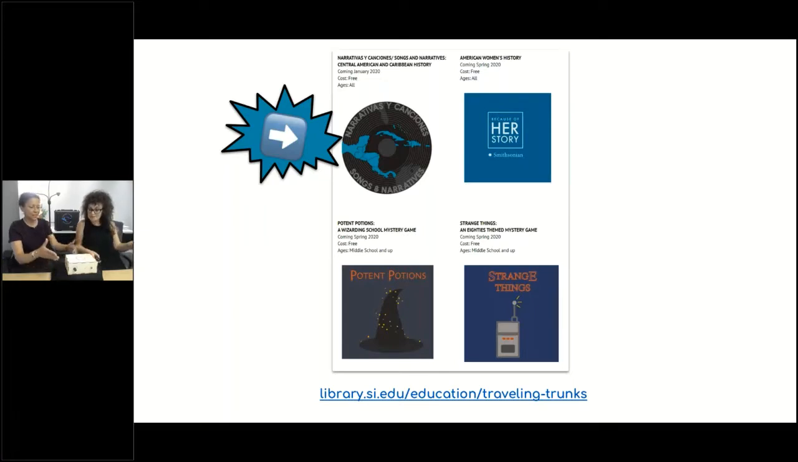Tell us about this. At first, when I heard the traveling trunk, I thought, well, is it just going to be stuff in there jumbled around, and I have to figure it out? But it's much more careful than that.